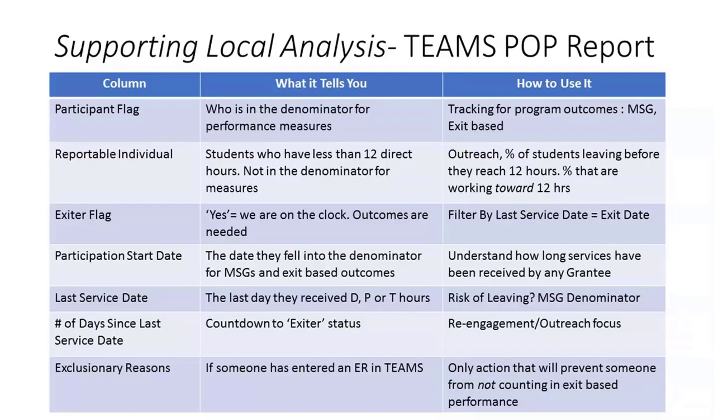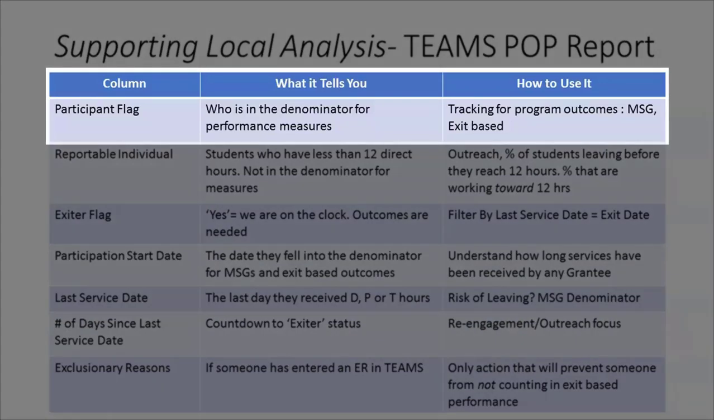One is the column that you see on the POP report, and this is a good opportunity for you guys to take the POP example that you were sent in your email. So take it out, start to look at it, because we're going to start to work through it. You're going to see a column that says participant flag. And what it's telling you is that that person is in the denominator for your performance measures. That means that they have met that 12-hour threshold.